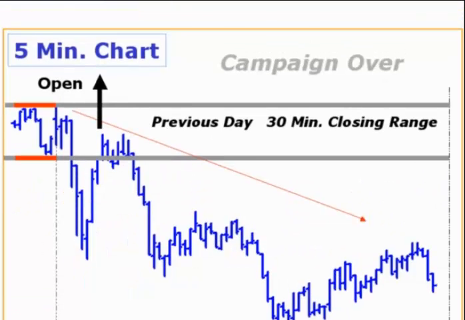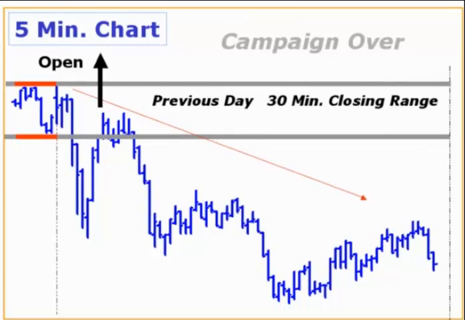Here's one of our final days of the campaign. This is a nice thing about this strategy, because we know when it's over. There's no guesswork. It's like, how long do we keep doing this? When do we know when to stop? When the price can no longer trade above the previous day's closing range. Notice here, campaign over. This is the previous day. It opens, and then what does it do? Instead of breaking to the upside, it starts breaking to the downside. Now we're trading below the previous range.